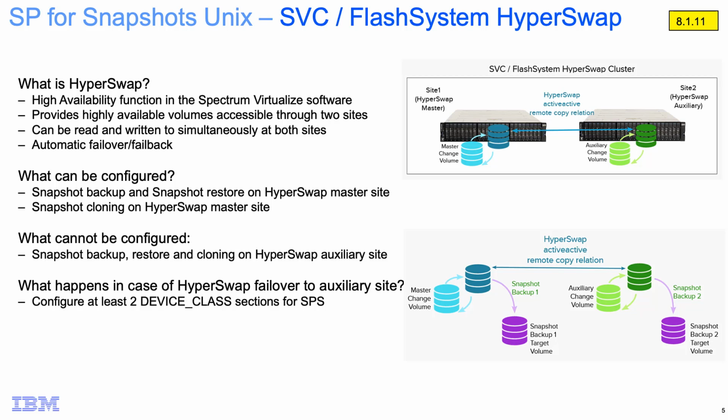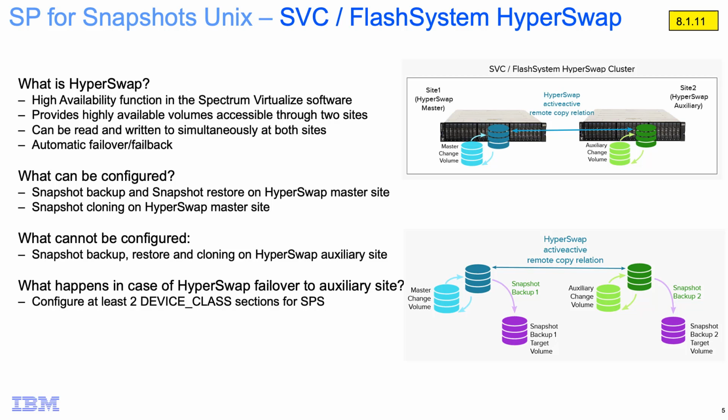One site is called the master, the other site is called the auxiliary. And basically, the HyperSwap function provides automatic failover and failback. Now with Spectrum Protect Snapshot, Snapshot Backup and Snapshot Restore will only be allowed on the master site, and also cloning will only be allowed on the master site. We do not allow that setup on the auxiliary site for some technical reasons associated with HyperSwap.